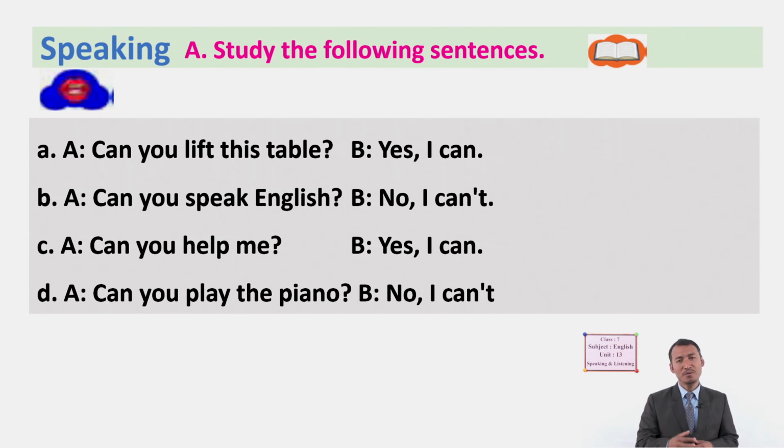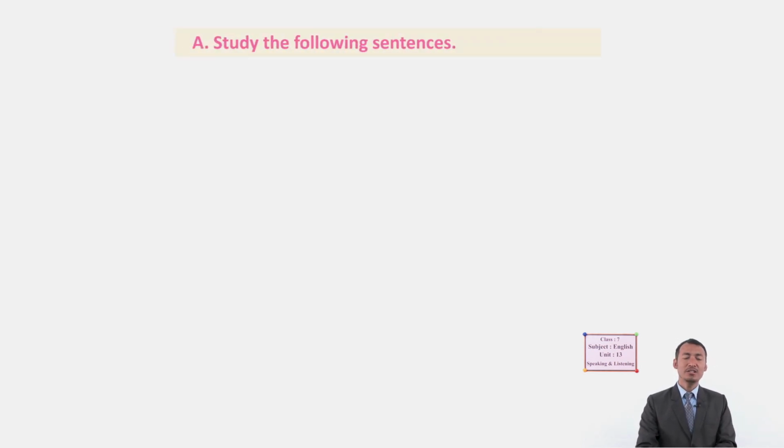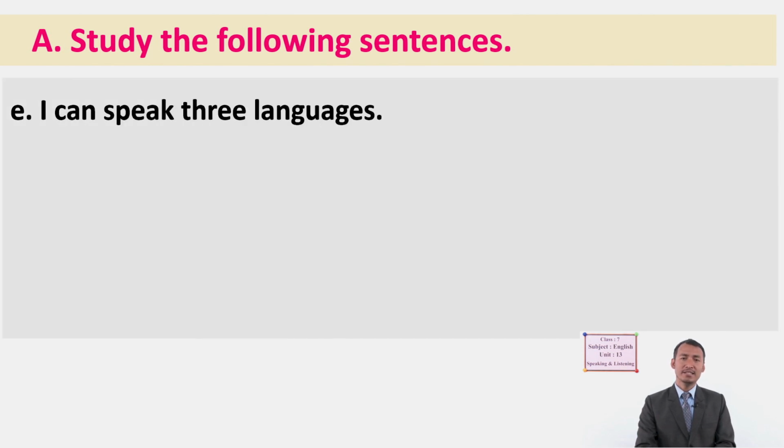So if someone asks you if you can do something, how do you respond? You say yes, I can, or no, I can't. Okay, students, so that's the way to ask about someone's ability and give the response. Let's continue with some more sentences which express the abilities of certain things. For example, let's see E here.